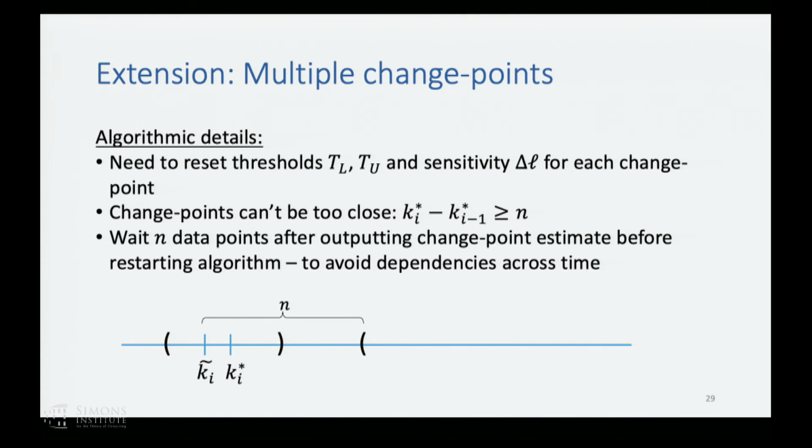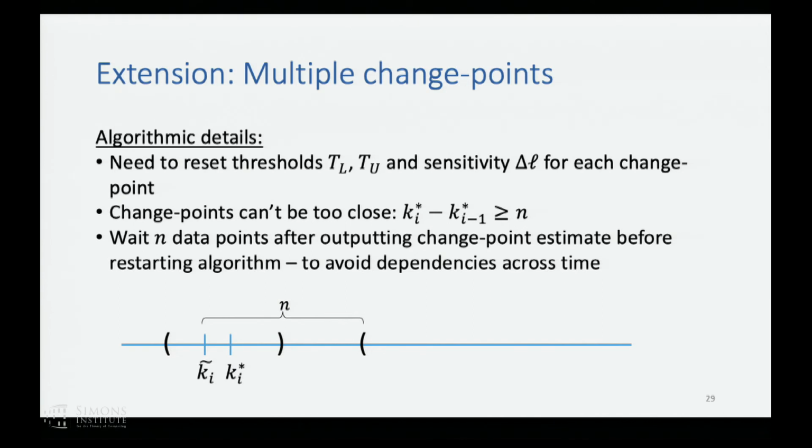And we also can't have these change points being too close. They have to be at most n apart. And this kind of makes sense intuitively, right? Because if I have too few samples from one distribution, that might just look like a few outliers being sampled from the previous distribution. And so intuitively it makes sense that we need some bound on these being sufficiently far apart.